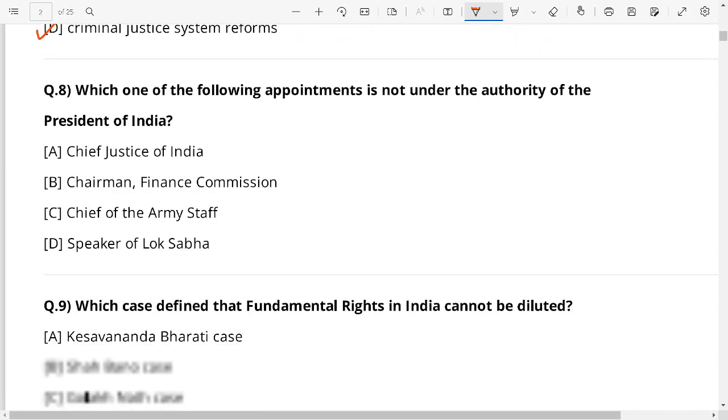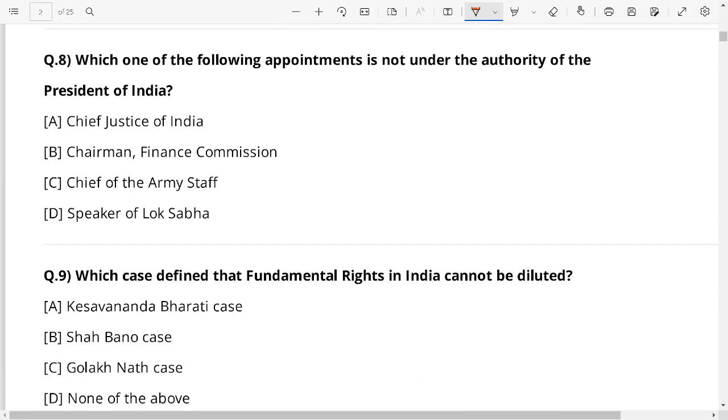Which one of the following appointments is not under the authority of the President of India? The right answer will be D, that is Speaker of Lok Sabha. The Speaker of Lok Sabha, which is the House of the People, is appointed by the members of Lok Sabha amongst themselves. Next question.